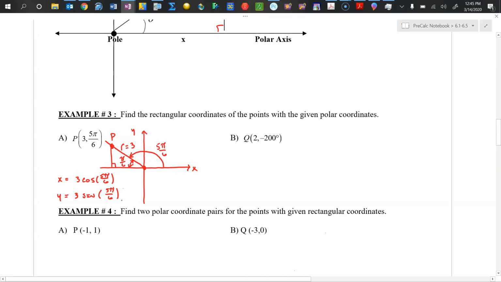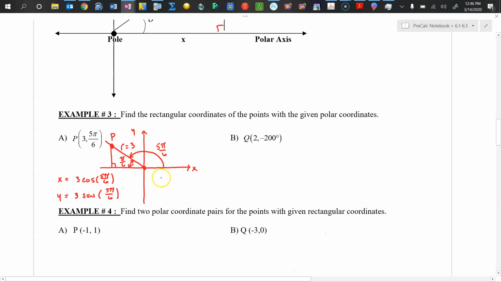You will note that point P has a negative x-coordinate and a positive y-coordinate, but as you are aware, the cosine of 5 pi over 6 is going to be negative, and the sine of 5 pi over 6 is positive, so the correct sign, plus or minus, will be assigned to those x and y coordinates.